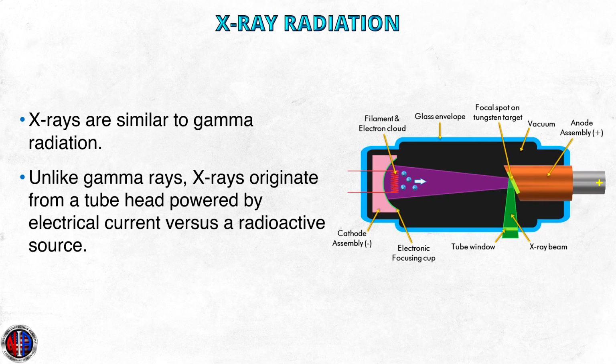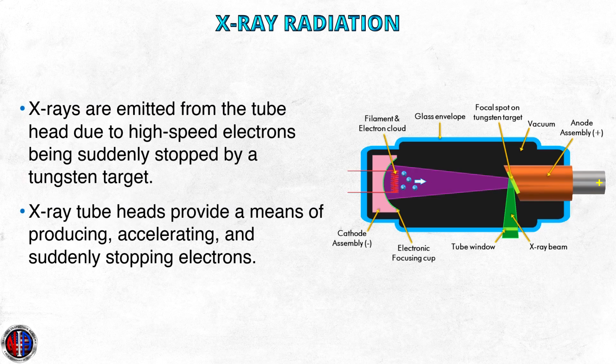X-ray radiation. X-rays are similar to gamma radiation, with the difference being that they originate from a tube head powered by electrical current versus a radioactive source. X-rays are emitted from the tube head due to high-speed electrons being suddenly stopped by a tungsten target. X-ray tube heads provide a means for producing, accelerating, and suddenly stopping electrons.